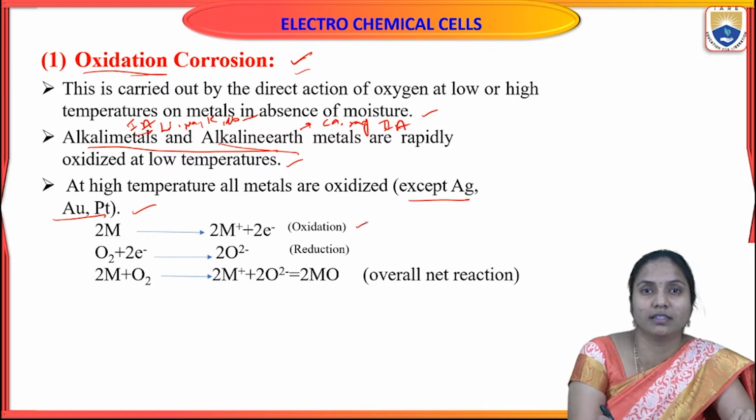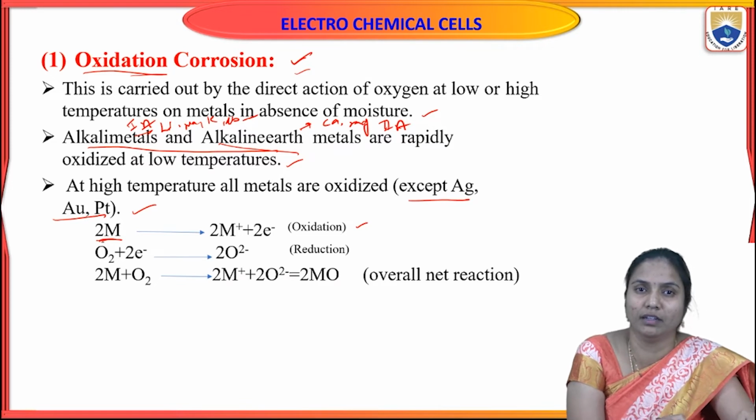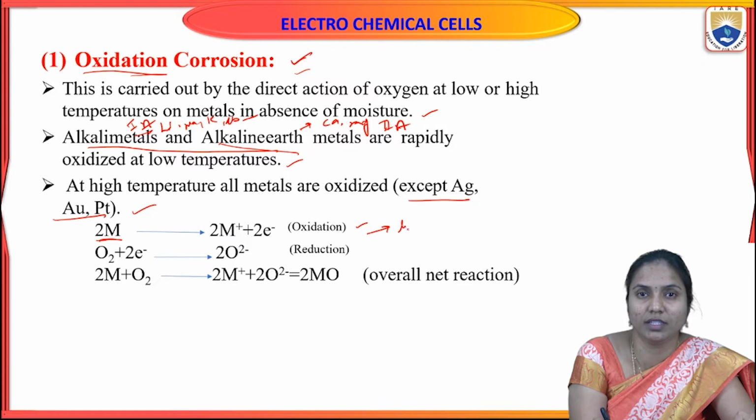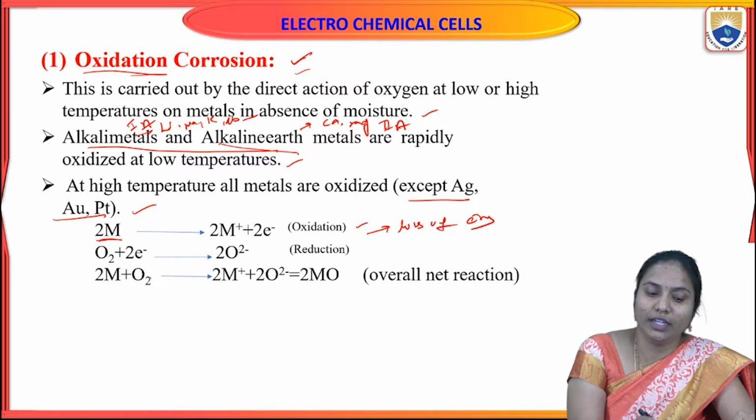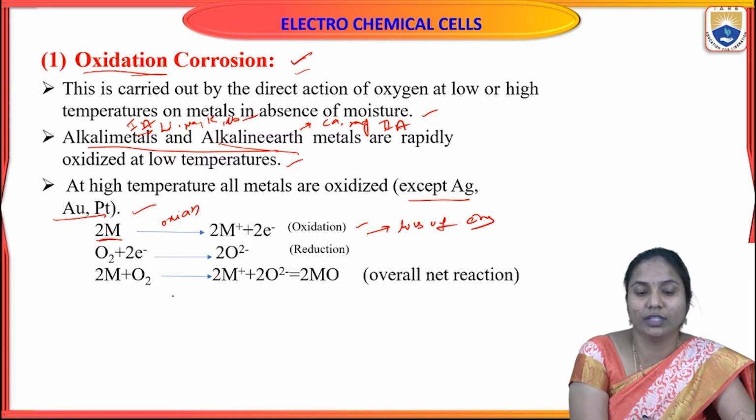So what reactions take place? When any metal undergoes oxidation, we already know that oxidation means loss of electrons. So if the metal undergoes oxidation, it gives metal ions.